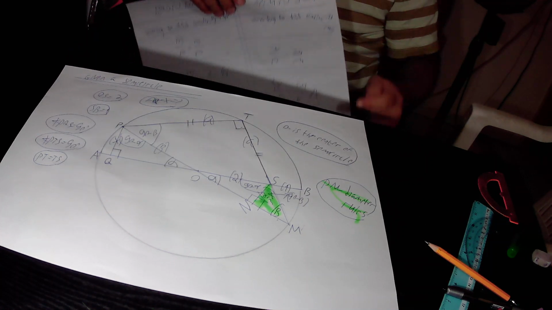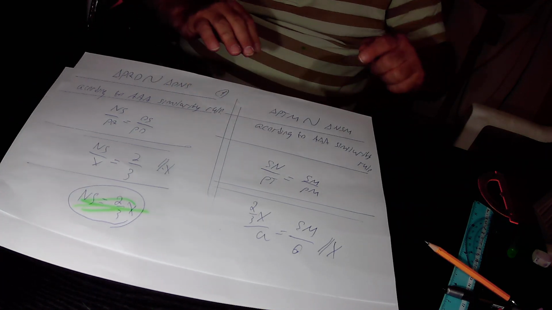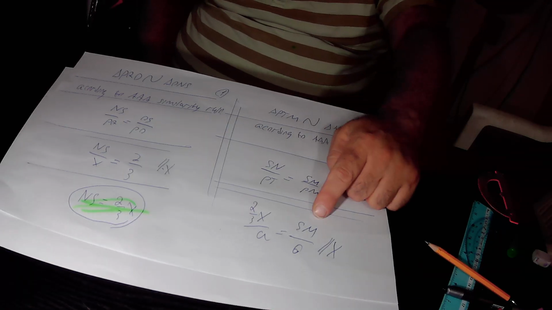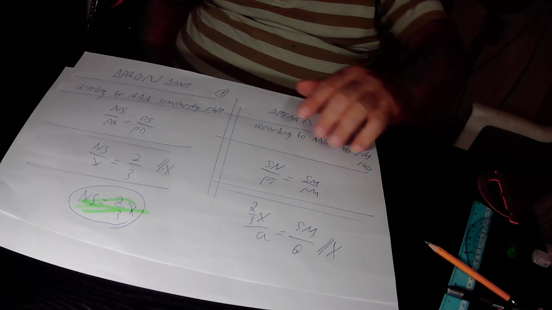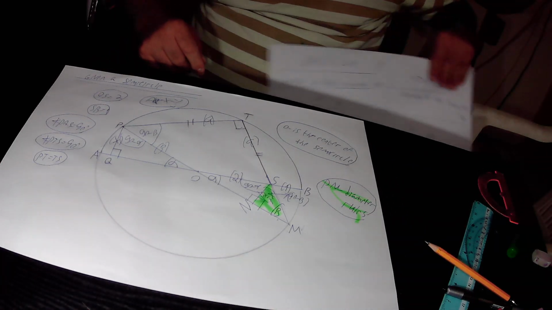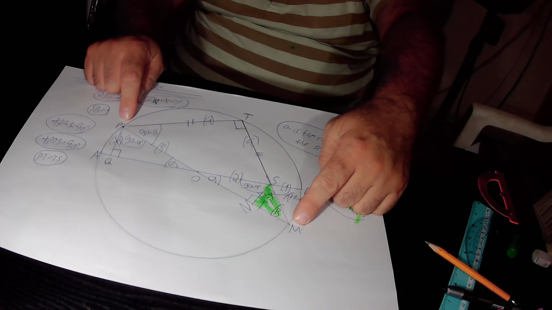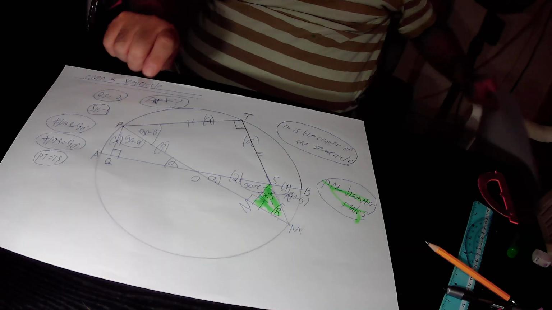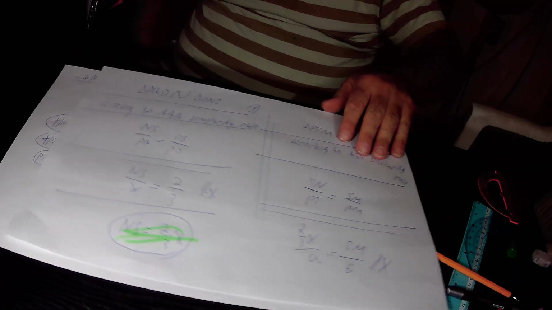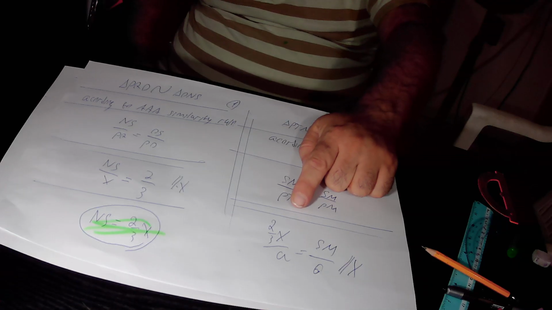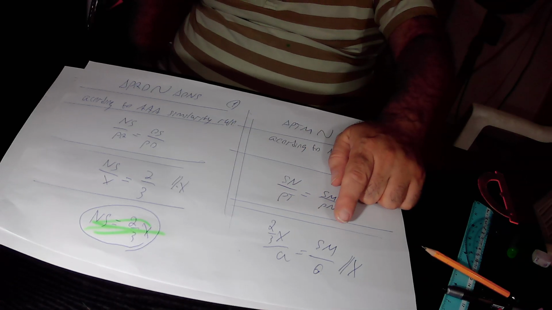PT is A according to our definition, and it is equal to MS. MS is the missing side, so we leave it as it is, over PM. We only found out that PM is the diameter of this circle, therefore it is equal to 6 units. So in total, we found out that 2/3 X over A equals MS over 6.